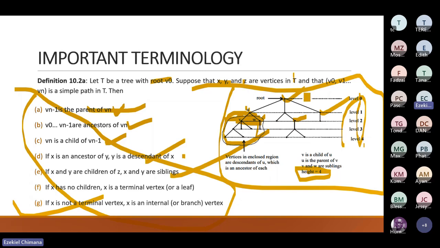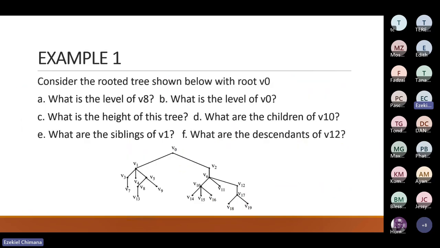And then the ancestors: this root is an ancestor of V and W. Also, we can call these ones leaves, which are at the end. So it's just the terminology that we use in trees.